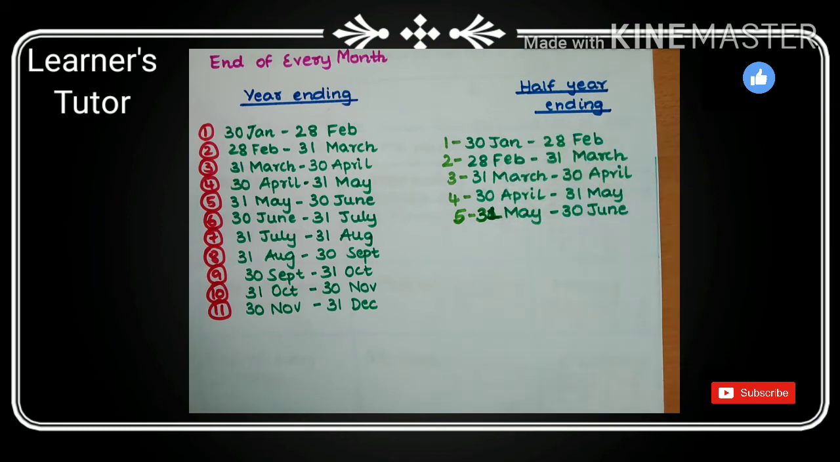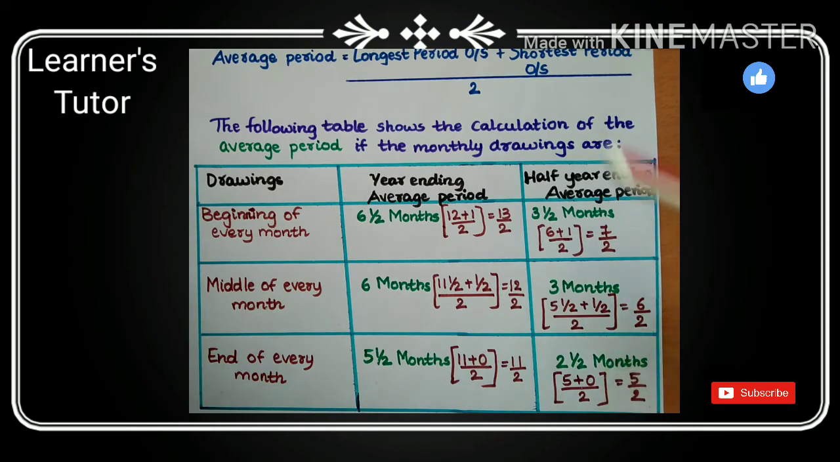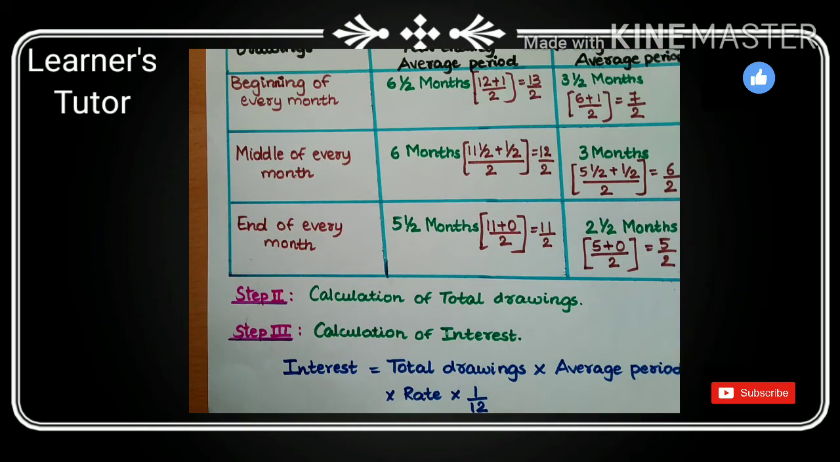When it comes to shortest, it is 0. I have explained previously why it is like that. So, longest is 5, shortest is 0, divided by 2 is 5 by 2, 2.5 months. Next step. Step 2 is calculation of total drawings. Step 3 is calculation of interest. Interest has a formula, that is total drawings into average period into rate into 1 by 2.